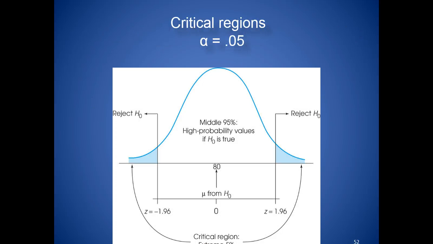So here is a very good illustration of an alpha level of 0.05. This is your normally distributed curve. In the middle is your 95% confidence interval. There is a high probability that the values are going to fall within that 95% if the null hypothesis is true, assuming that the mean is 80, and that's the center of the bell curve.